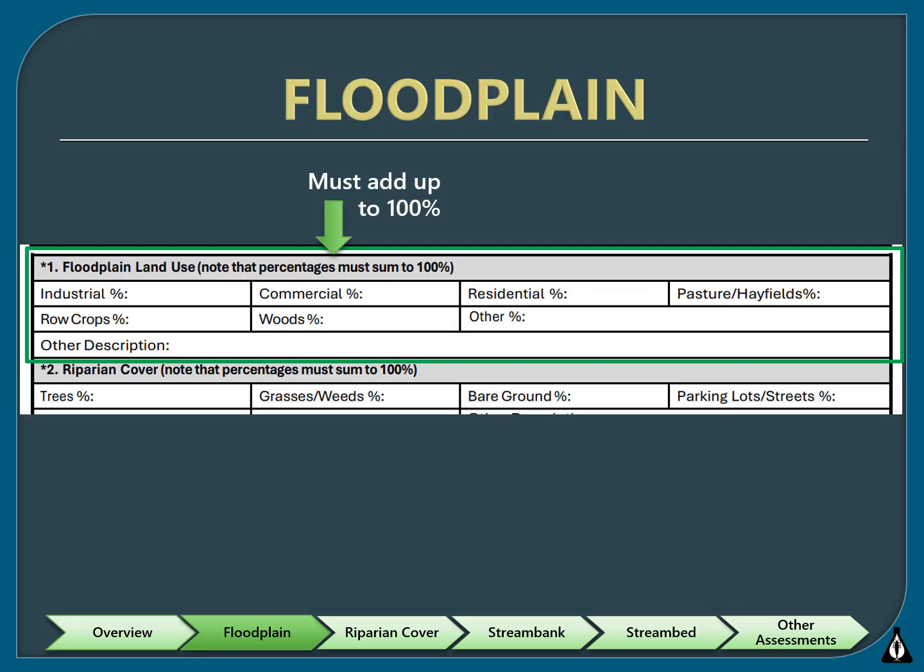On the visual survey datasheet, it lists options of land use, including industrial, commercial, residential, pasture hayfields, row crops, woods, or other. If you select other as a land use in your site's floodplain, be sure to specify or describe that land use. An example of other is city park or golf course. You will estimate the percentages of each land use. All percentages under floodplain land use should add up to 100%.